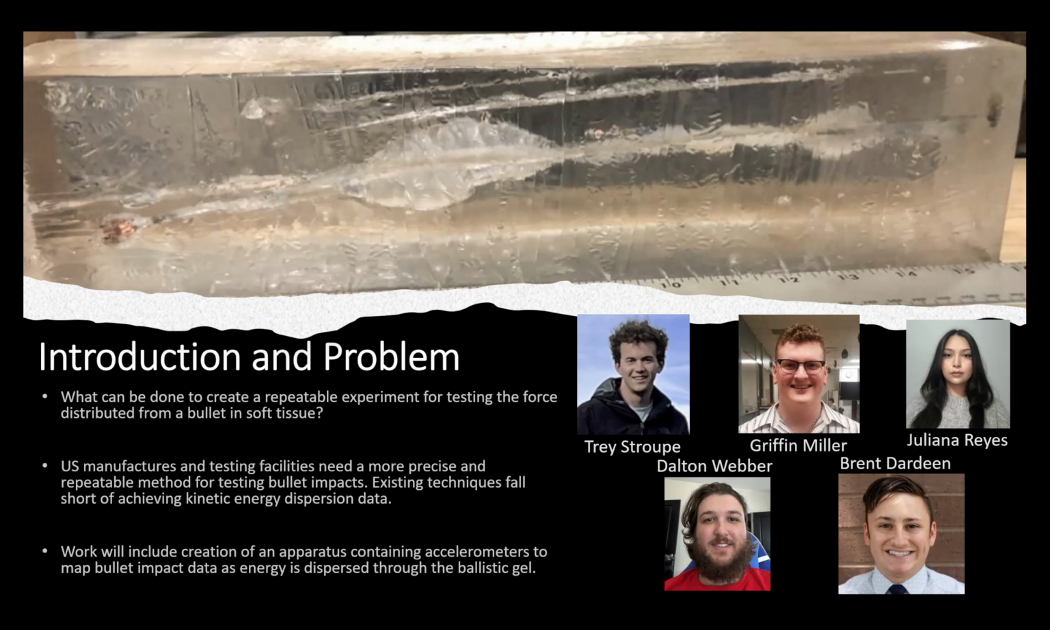For this problem, we're looking to see what can be done to create a repeatable experiment for the testing of force distributed by a bullet in soft tissue. U.S. manufacturers and testing facilities need a more precise and repeatable method for testing bullet impacts. Existing techniques fall short of achieving kinetic energy dispersion data. Work will include creation of an apparatus containing accelerometers to map bullet impact data as energy is dispersed through the ballistics gel.